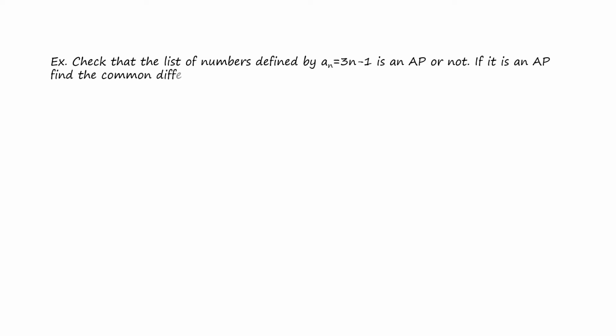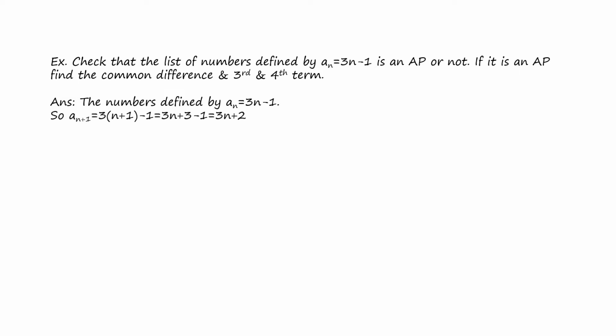Friends, let's take another example. Check whether the list of numbers defined by an equals 3n minus 1 is an AP or not. If it is an AP, find the common difference and the third and fourth terms. So the given sequence is defined by an equals 3n minus 1.